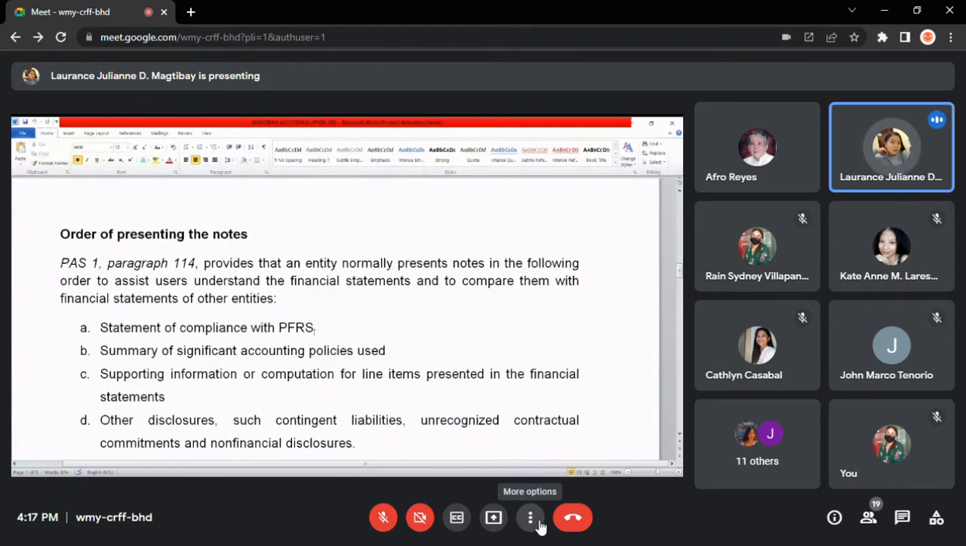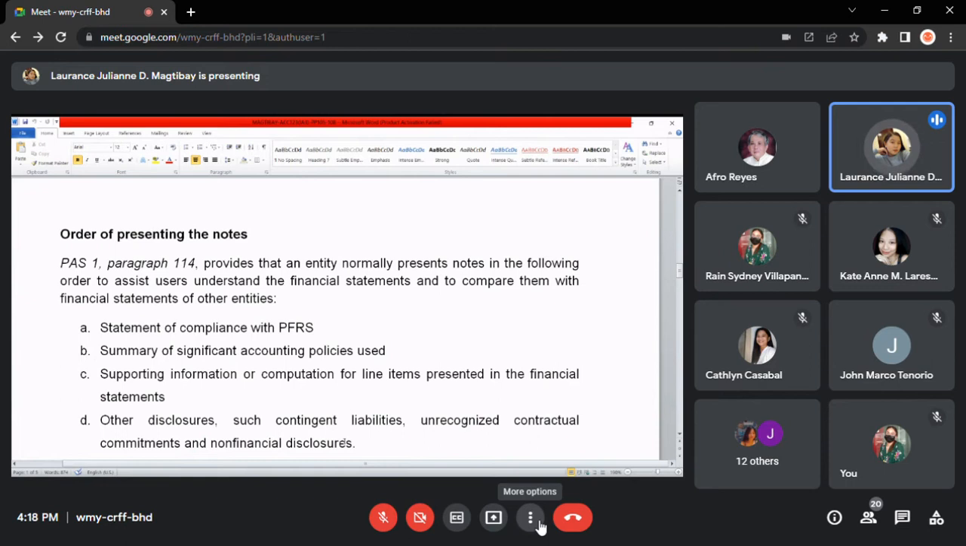Next, order of presenting the notes. PAS 1, paragraph 114 provides that an entity normally presents notes in the following order to assist users understand the financial statements and to compare them with financial statements of other entities. First, statement of compliance with PFRS. So ito po, yung statement of compliance, it is a report signed by a qualified party affirming that at the time of the assessment, the collection of activities met the requirements.